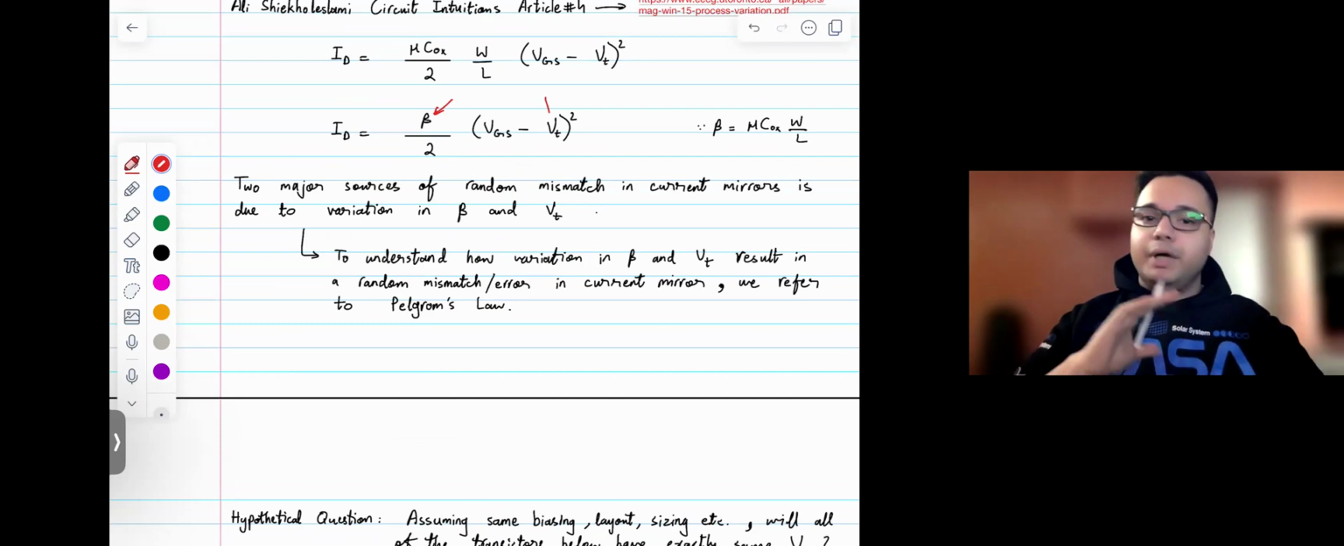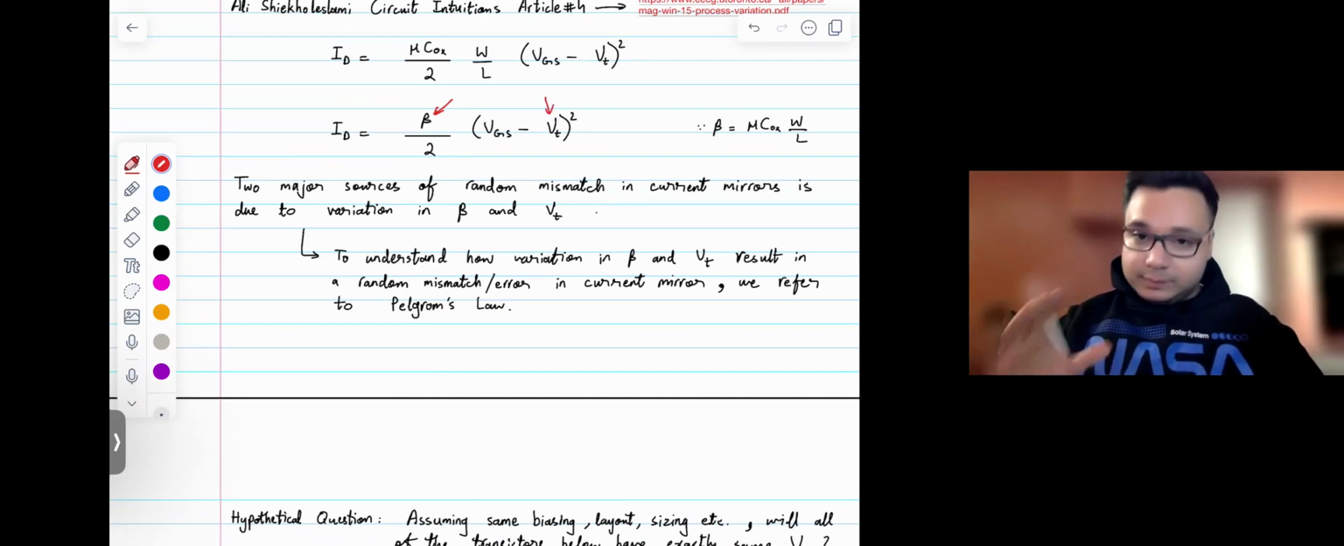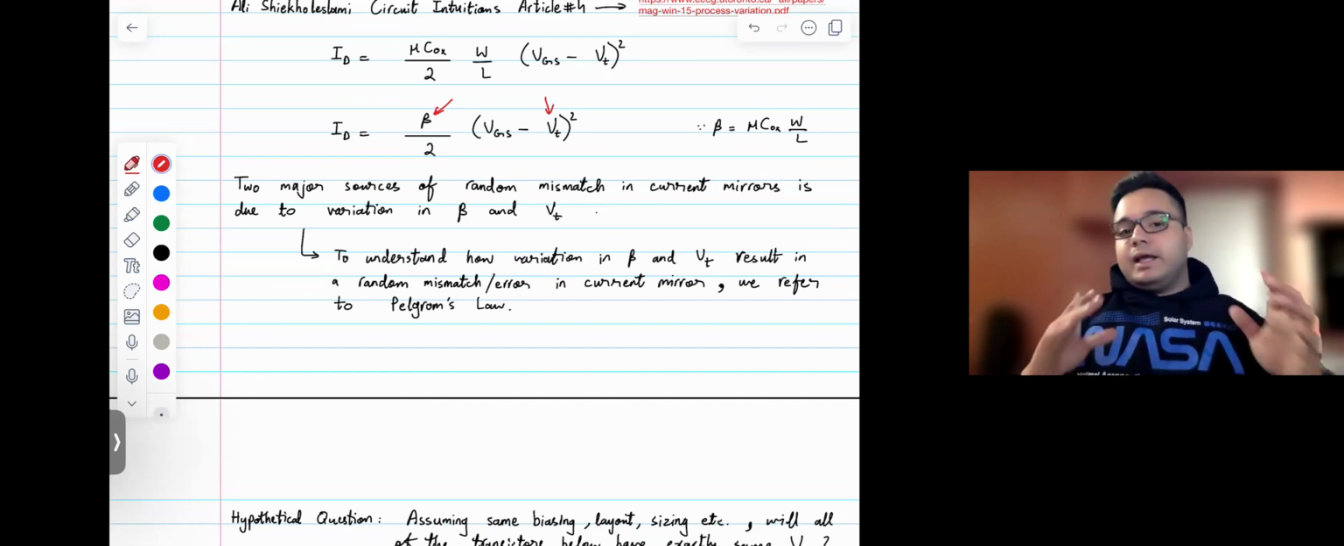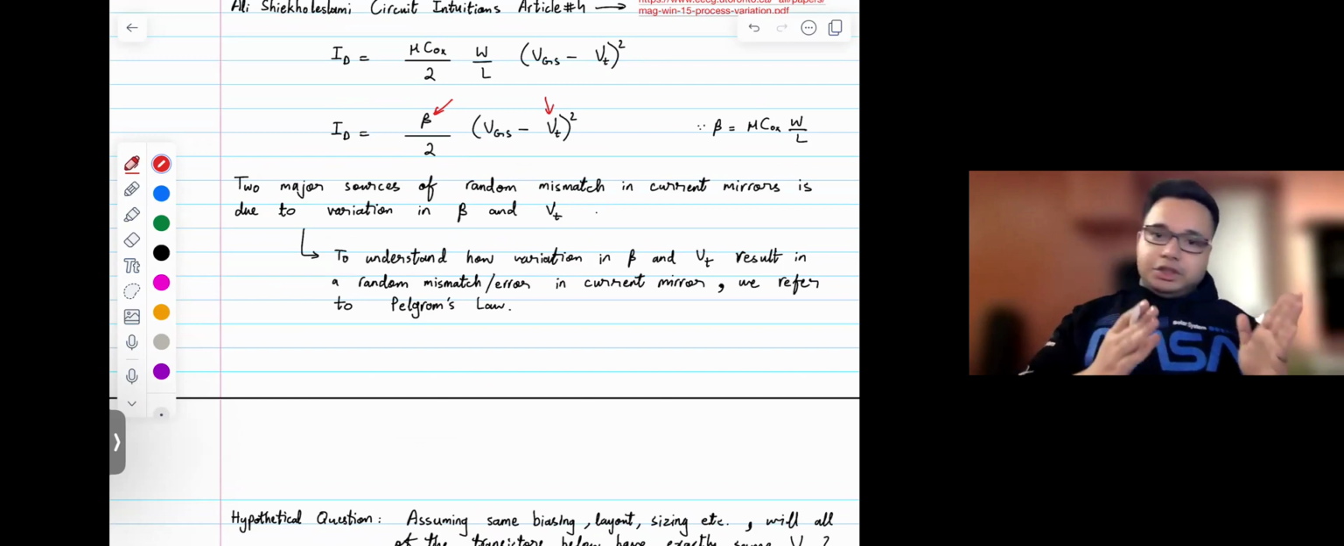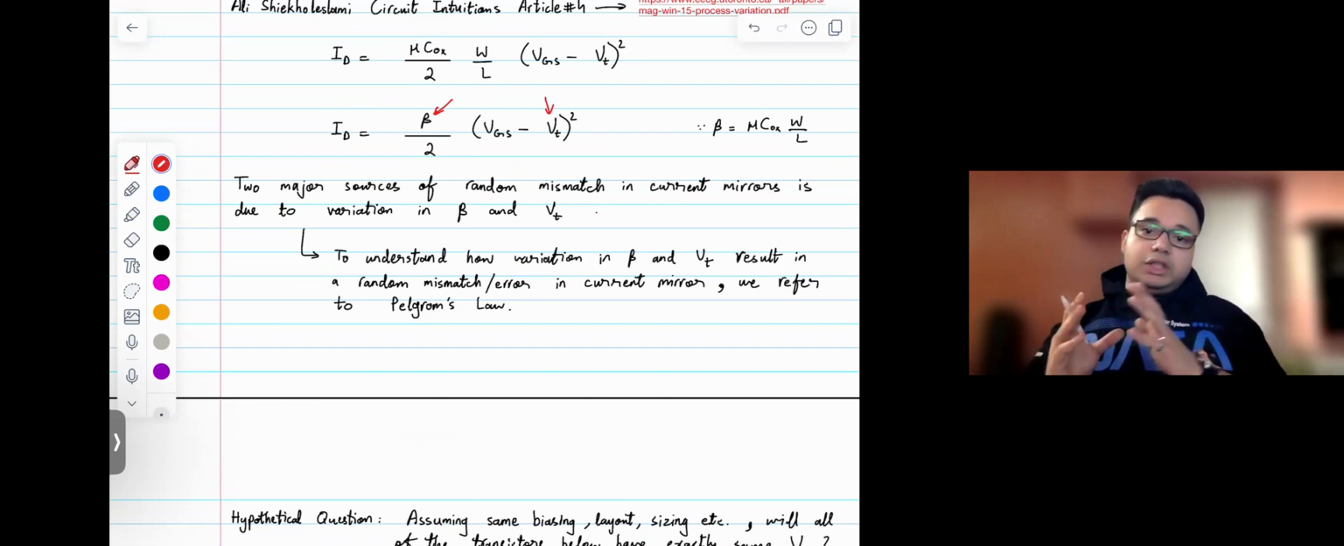There are two things in current mirrors that are a major cause of random mismatch. One is the beta. Second is the threshold voltage. And there are others too, but for now, in this part, we'll discuss the threshold voltage and the beta of the transistors. And as we will see, there are variations in both the threshold voltage and the beta of the transistors.